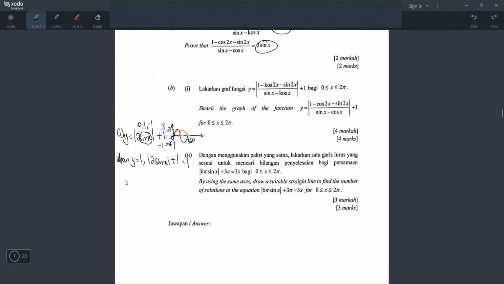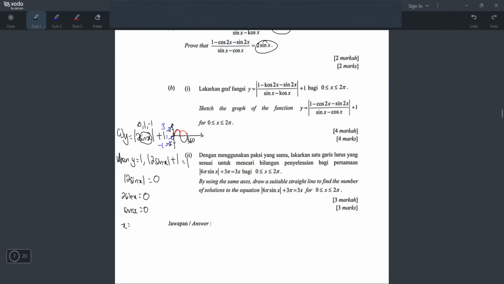So how do you find sine x? It will be modulus 2 sine x equals 1 minus 1, which is 0, and then remove the modulus. When you remove the modulus, normally there is plus minus, but for 0 there is no plus minus. Negative 0 is still 0. That's why you can just ignore the negative answer. Just write 0. So sine x equals 0 divided by 2, which is 0.